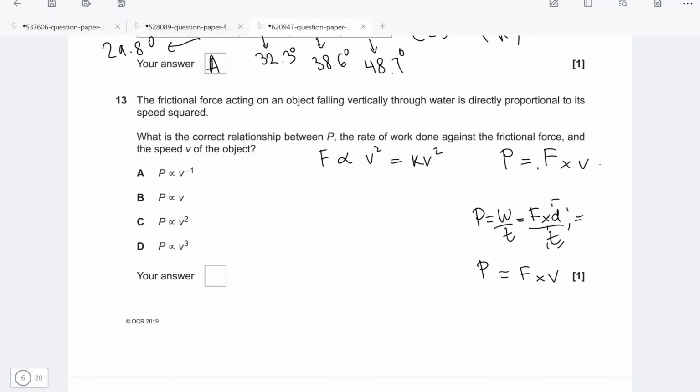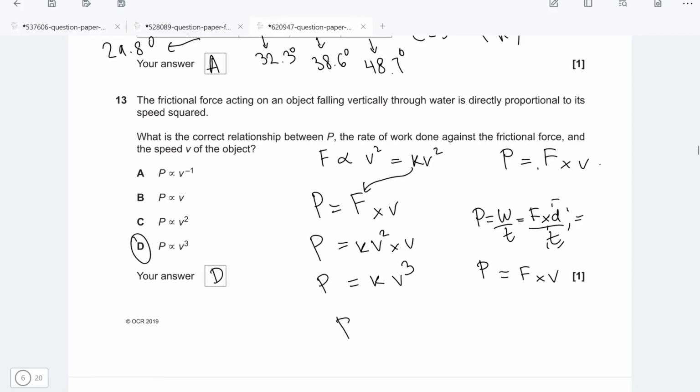Because of that, well, our force is already proportional to v squared, and then we need to multiply this yet again by v. So the power will be equal to k, for some constant k of proportionality, v squared times v, which is going to equal k v cubed. Therefore, the correct answer is D, the power is proportional to v cubed.